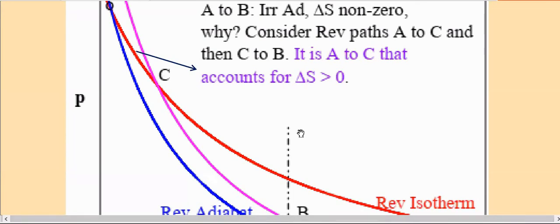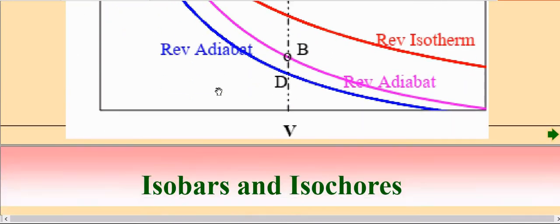But then, through this equivalent reversible path idea, you get clearly the notion of why delta S increases: because of this expansion, the isothermal expansion part. That's why delta S increases. Okay.